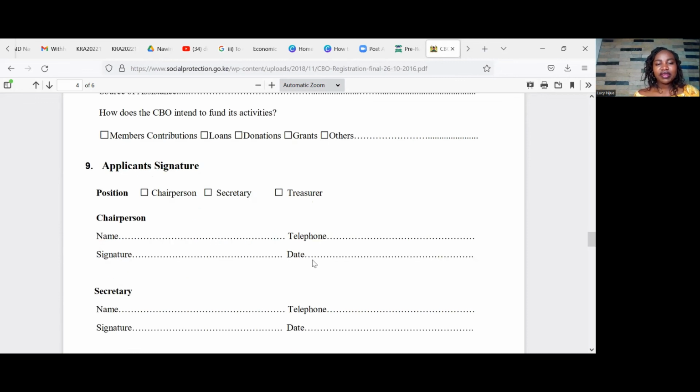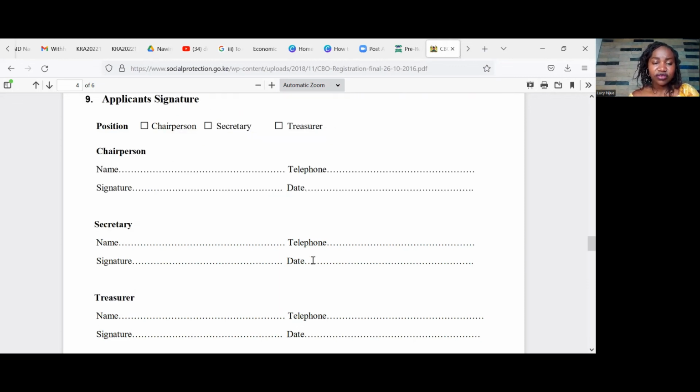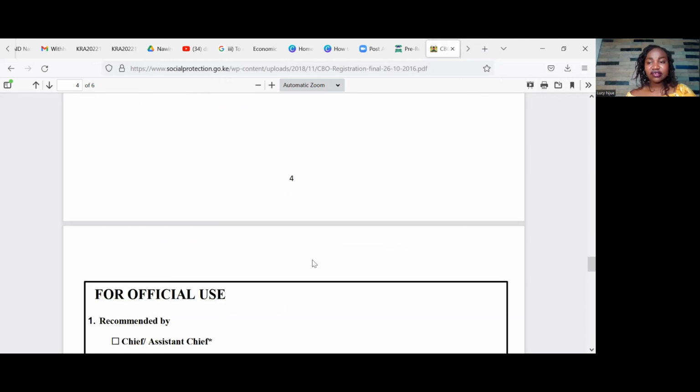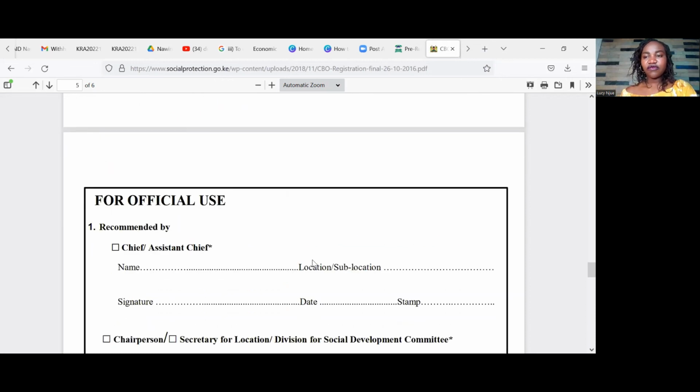Other thing is the applicant signatures, or the chairperson, the secretary, and the treasurer have to sign this form, in short. And I think that is it. Yes, that is it about all this. The rest is for official use.